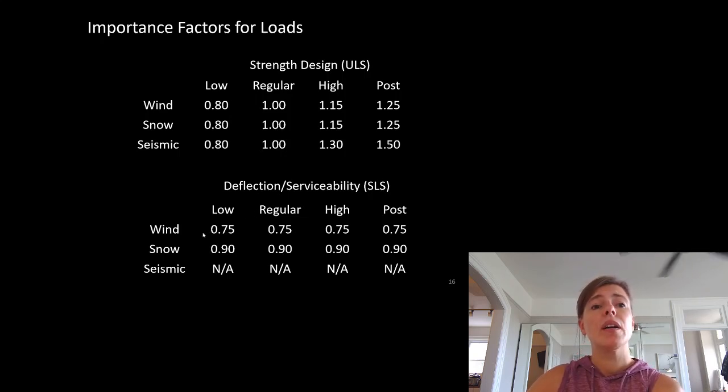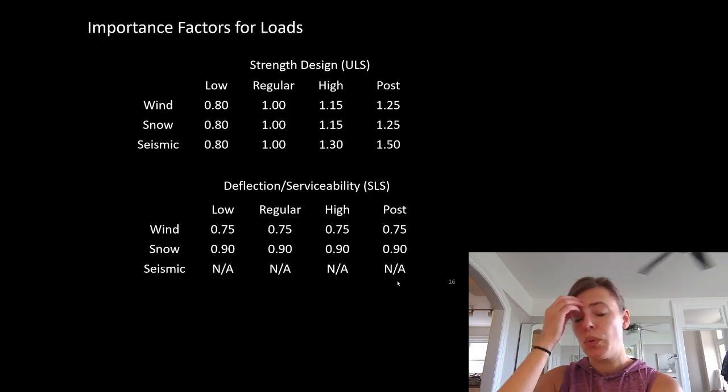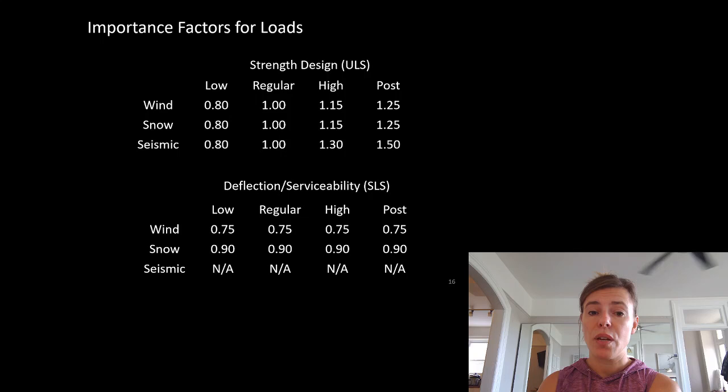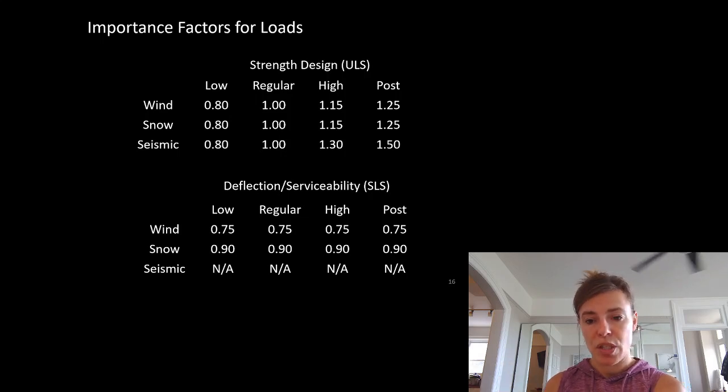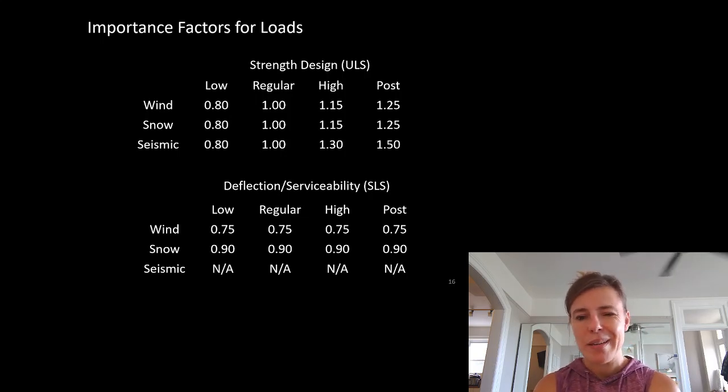So you can see here that for wind, for serviceability and deflection, for low, regular, high, or post-disaster, we apply a 0.75 importance factor. For snow, no matter what, we apply a 0.9 importance factor for serviceability. And seismic isn't applicable. We don't really do serviceability checks the same way for seismic loads. And I'm going to show you later what the load combinations are for seismic, and you're going to see that they're pretty much 1 compared to the other loads, so you'll see why that serviceability check doesn't matter quite as much.